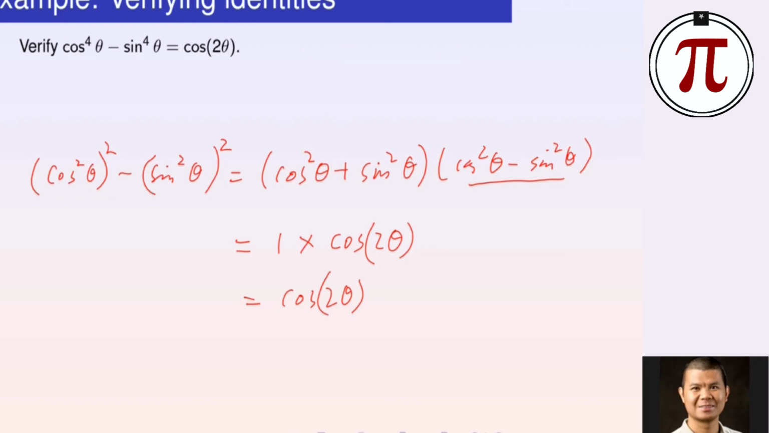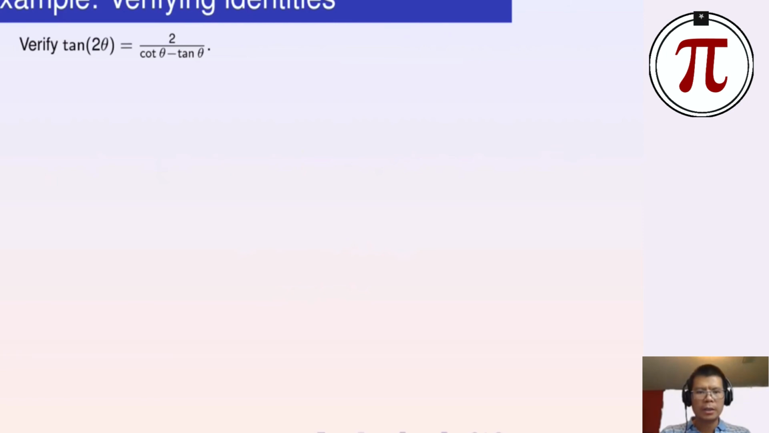Now let's consider the next example. Verify that tangent 2 theta equals this one. Now, this one is also very straightforward. We are going to do that as tangent 2 theta equals, by definition, 2 tangent theta over 1 minus tangent squared theta, right?